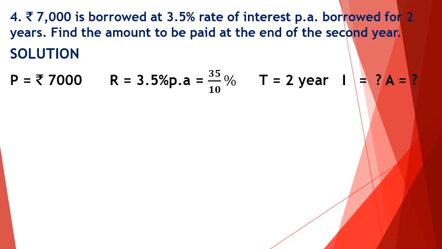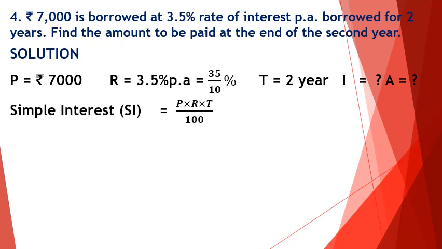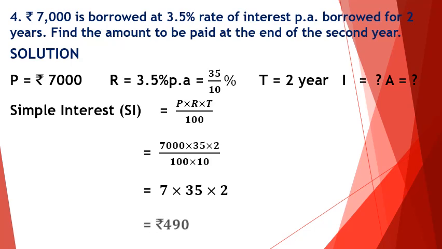Can you tell the formula of simple interest? Yes, simple interest is PRT upon 100. Now what we have to do? Yes, we can substitute the values over here. So we get 7,000 into 35 upon 10 into 2 whole divided by 100. Cancelling 1000 from numerator and denominator, we get the numerator as 7 into 35 into 2 and denominator as 1, so we are not writing it. While multiplying this, we get 490 rupees. Hence, the simple interest to be paid after 2 years will be rupees 490.